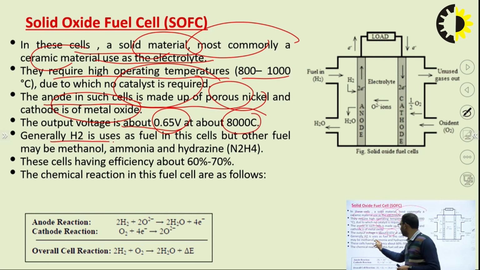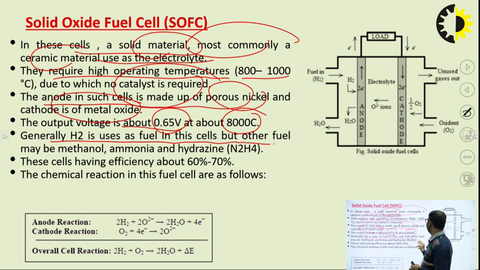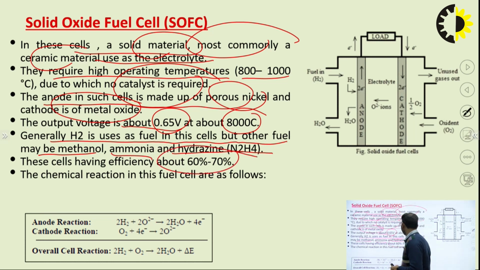Generally, H2 is used as fuel in this cell, but other fuels may be methanol, ammonia, and hydrogen. This cell has an efficiency of about 60 to 70%.